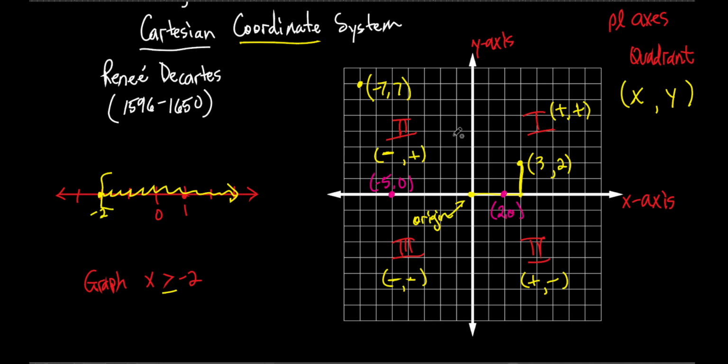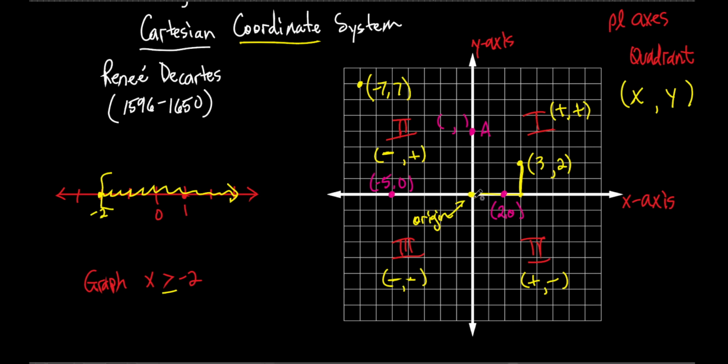Let's do another one. What if we did this point right here? What's the coordinate of that point? And that's what they're going to ask you. That's the question they're going to say. What is the coordinate of point A, or whatever letter they assign it, okay? What is the coordinate of point A?